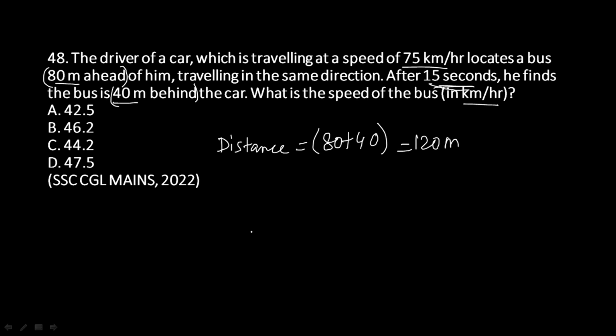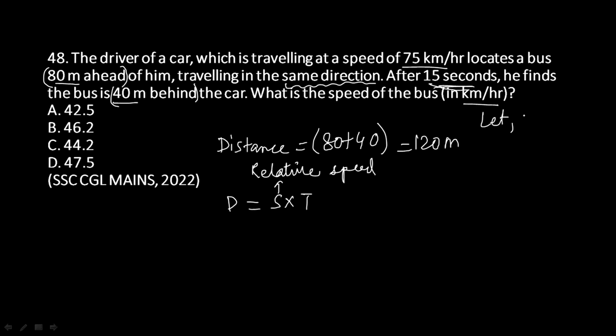So what do we know? Distance is equal to speed into time. Here this speed is actually relative speed. Why? Because there are two objects, two vehicles, and this relative speed will be plus or minus. This will be minus because these are going in the same direction. It is mentioned there that it is going in the same direction. So if one is 75, let the speed of the other vehicle be x.